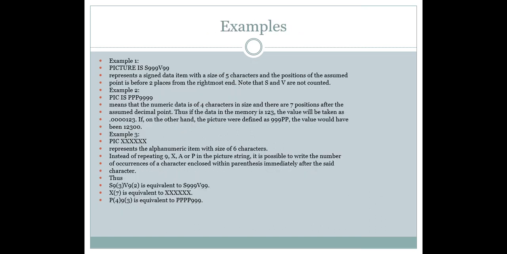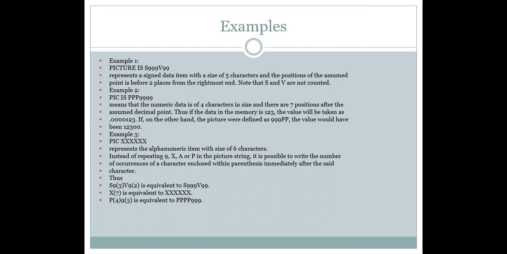And we have some more examples here. The first example, capital S, 999 B, 999. This is an example with a size of 5 characters, and it is a signed data item, and you have an assumed decimal point two places from the rightmost end, where capital S is for sign and capital V for decimal point. And in the next example, you have triple P and then 4 nines, a total of 7 positions.